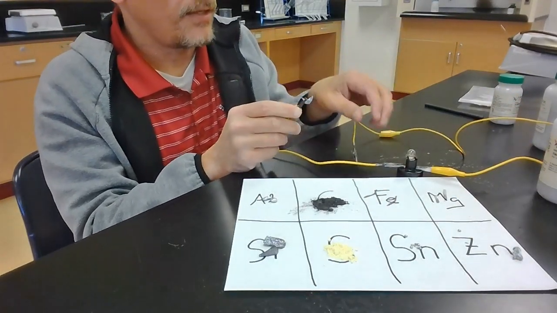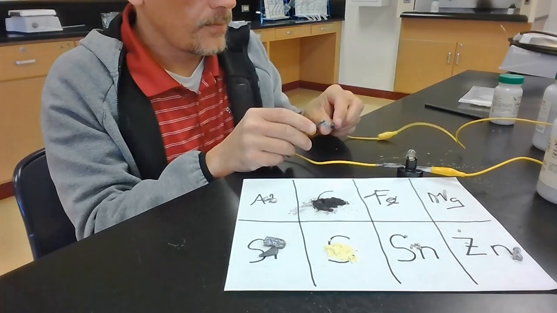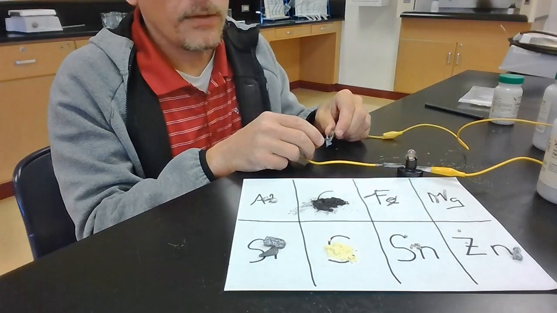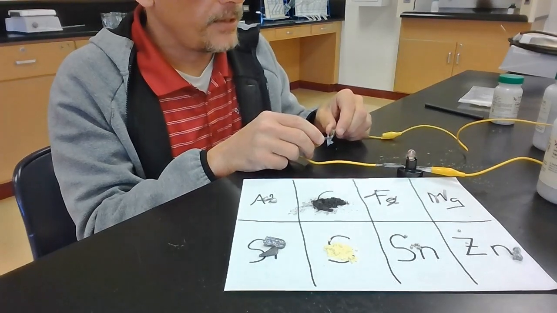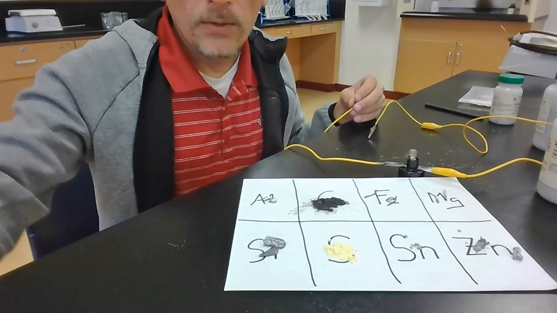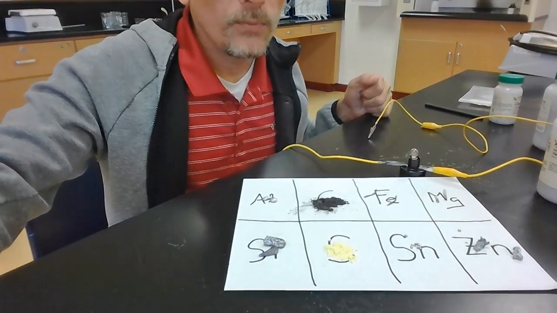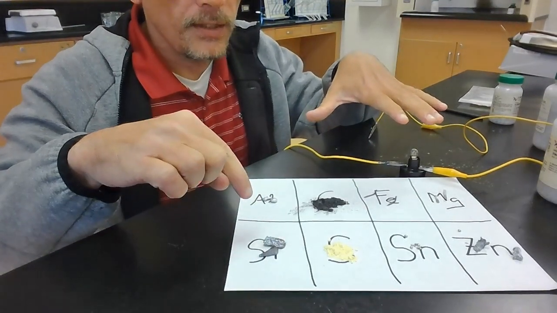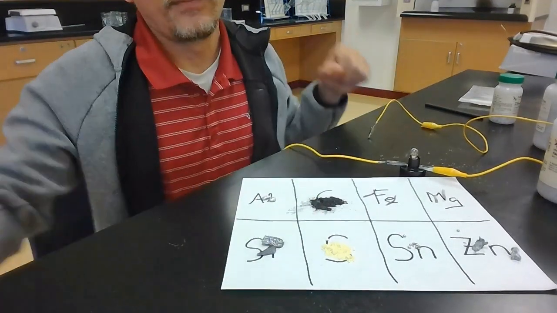Zinc looks a little oxidized. I hope it works. Zinc conducts electricity. Alright, so we've looked at which ones conduct electricity and which ones don't. They all conducted electricity except for the silicon and the sulfur.